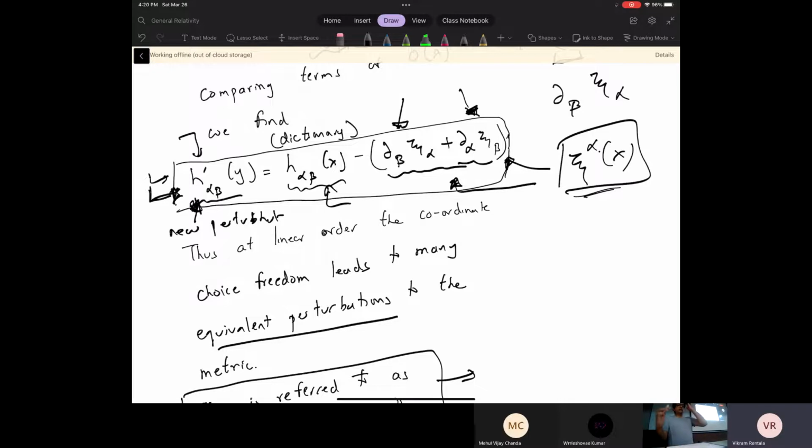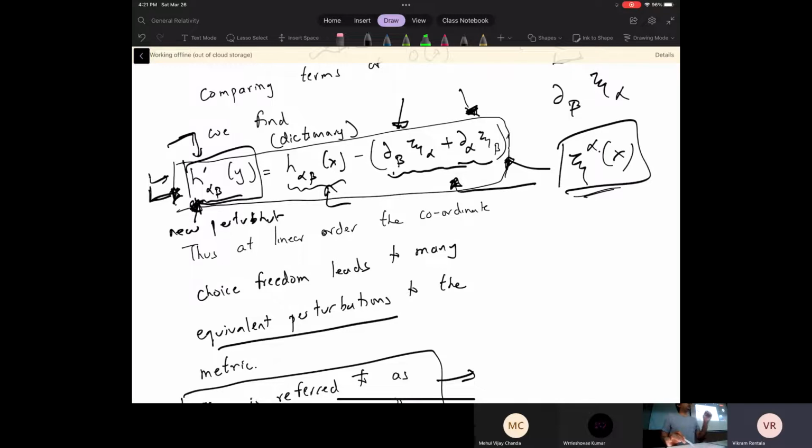Now, if you think about what we did, what we're saying is that we can always make a change of coordinates. We're still looking at the same physical perturbation, just in a different set of coordinates. In that different set of coordinates, this h prime alpha beta is your perturbation. But it's really describing exactly the same physical setup.